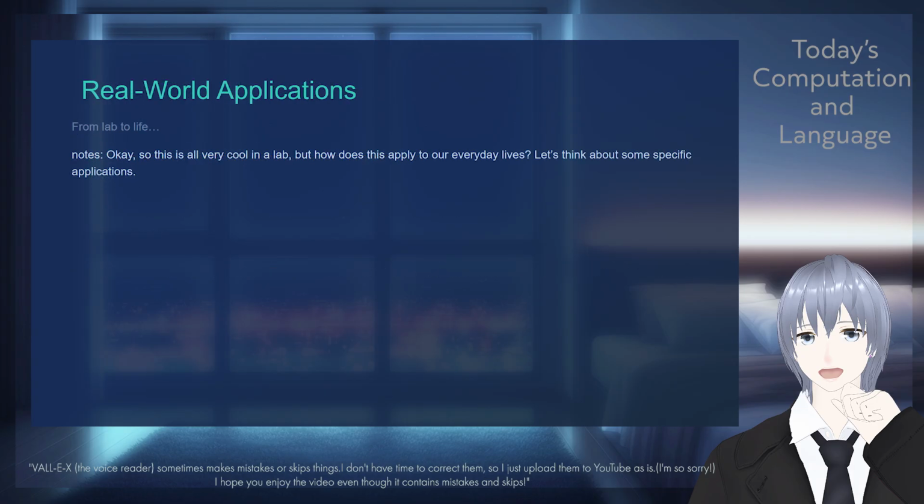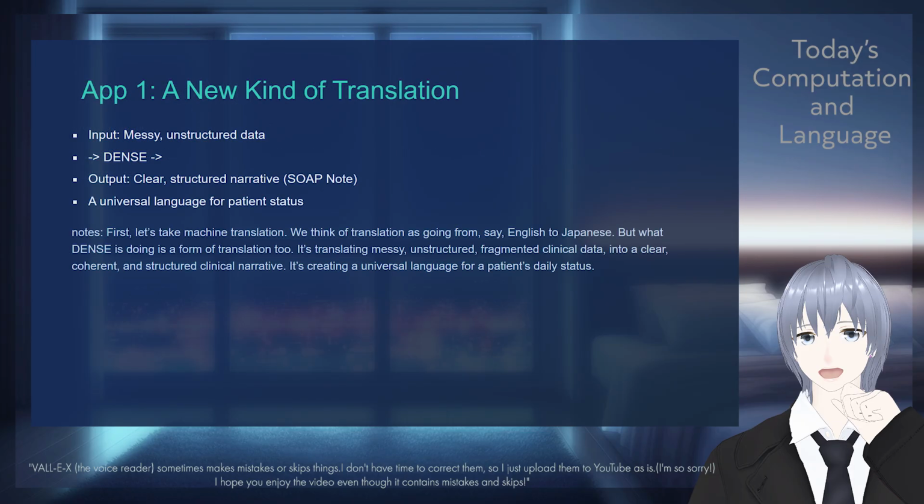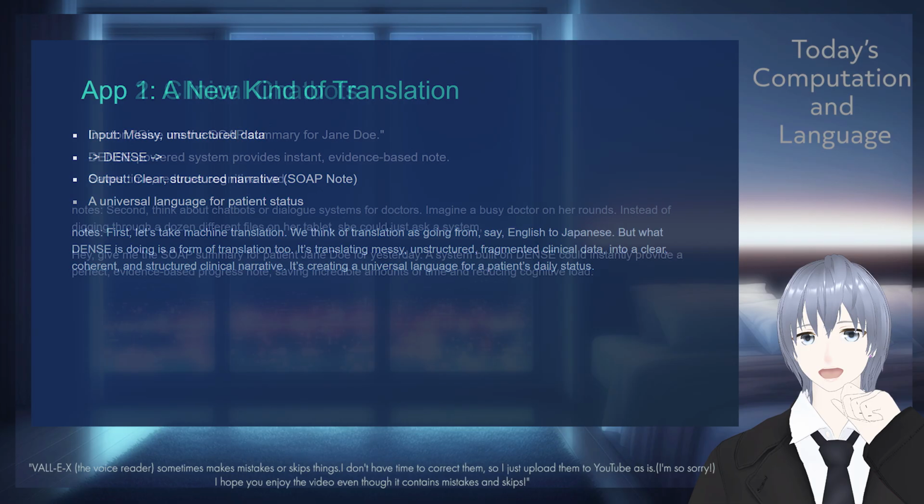Okay, so this is all very cool in the lab. But how does this apply to our everyday lives? Let's think about some specific applications. First, let's take machine translation. We think of translation as going from, say, English to Japanese. But what DENSE is doing is a form of translation too. It's translating messy and fragmented clinical data into a clear, coherent, and structured clinical narrative. It's creating a universal language for a patient's daily status.